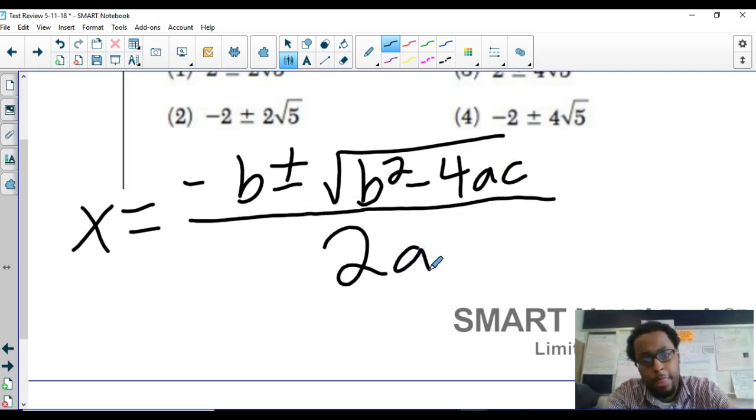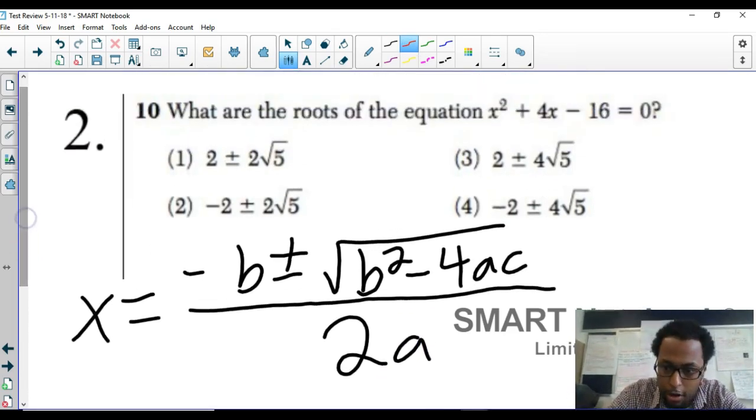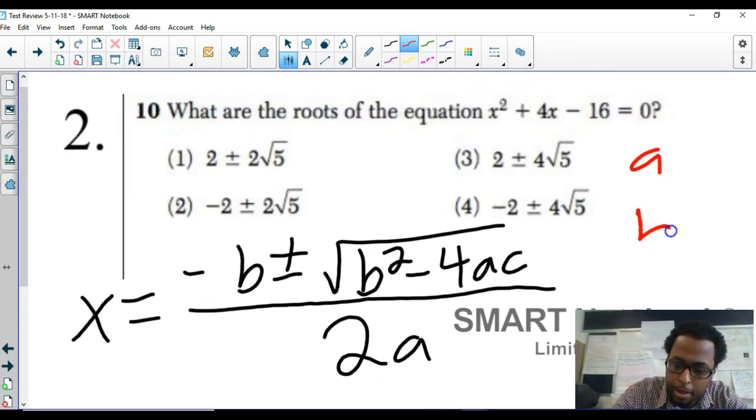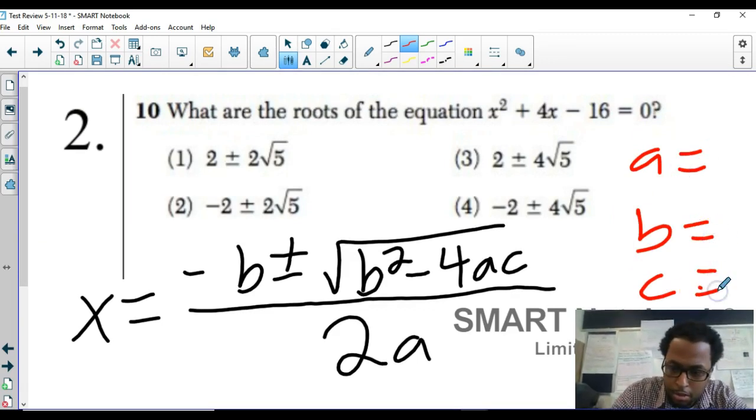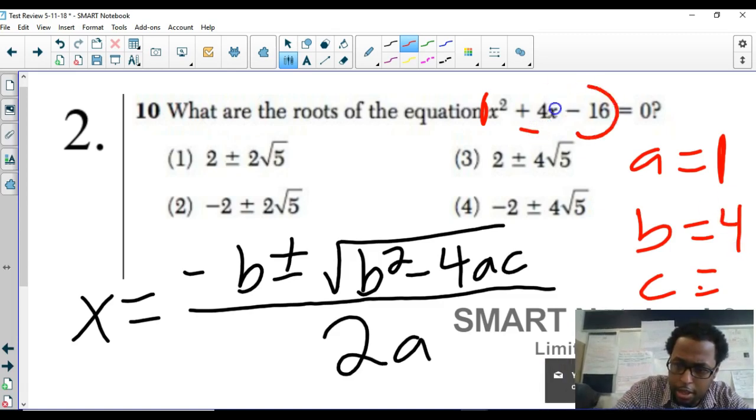Okay, so looking back at my question, I'm going to figure out what my a is, what my b is, and what my c is. I look at the question. I know there's a 1 here, so my a is going to be 1. The b is always the number, so it's going to be 4. And the c, I'm looking right here, is going to be negative 16.